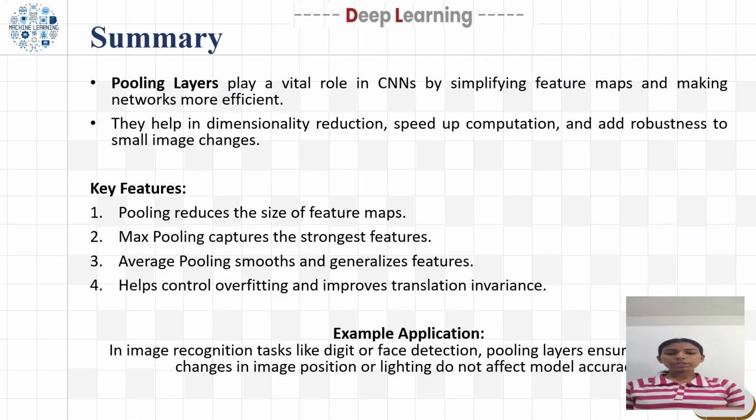To summarize today's session, pooling layers are an essential part of convolutional neural networks. They reduce the spatial dimension of feature maps, lower the computation, and make the model robust to minor changes in the input. The key takeaways are that pooling reduces the size of a feature map, max pooling captures the strongest feature, and average pooling smooths and generalizes the features. Overall it helps control overfitting and improves translation invariance. The example application is image recognition tasks. The pooling layer ensures that small changes in image position or lighting do not affect the model's accuracy.